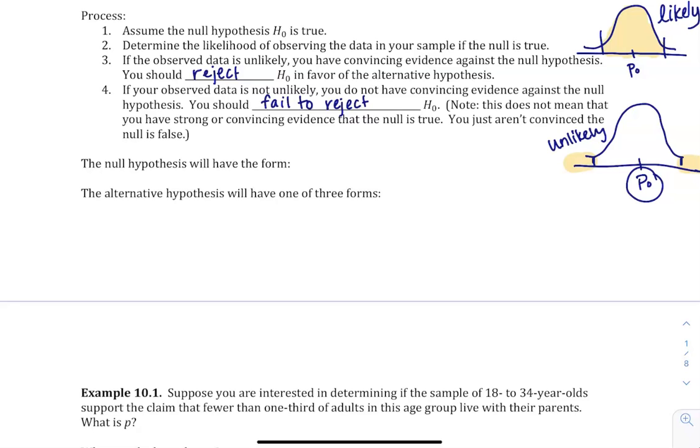You're always going to start by writing the null and the alternative hypothesis. So your null will always be something like this. Your population characteristic is equal to some hypothesized value. Then your alternative will always have one of 3 forms. You'll either think that the population characteristic is greater than the hypothesized value, less than the hypothesized value, or just not equal to.